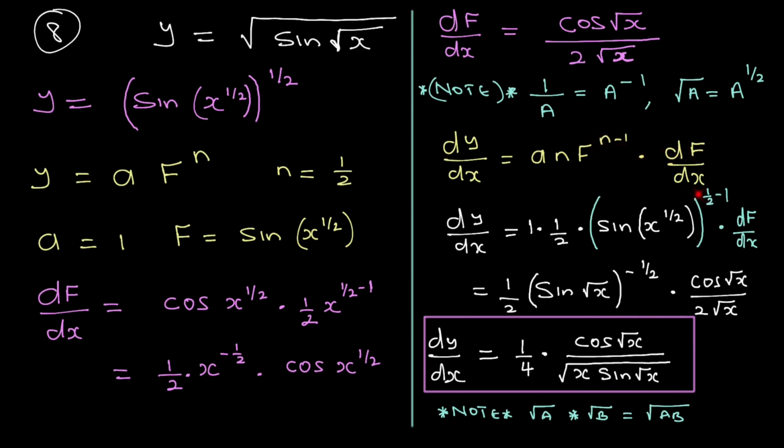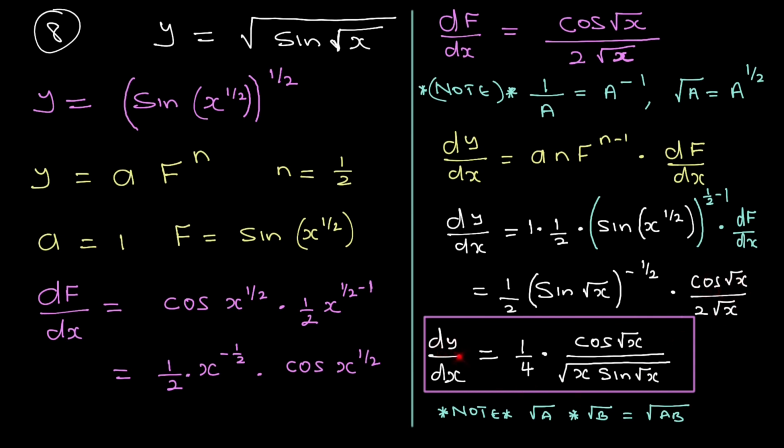Now the dy dx is going to be a n f to the power n minus 1 times the df dx. The df dx is that one. So now we need to find the dy dx, which is a is 1 times n is a half times f. We know what f is because I've made f sine x to the power a half. So that's sine x to the power half, all to the power a half minus 1 times the df dx. And that is a half. That bit here, that's root x, so that's root x, all to the power minus a half times the df dx, which is that one.